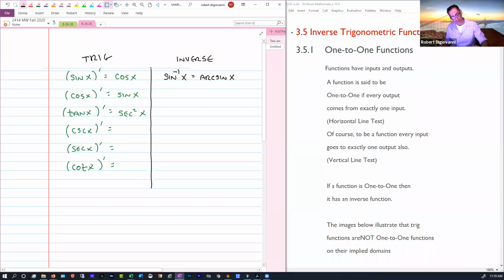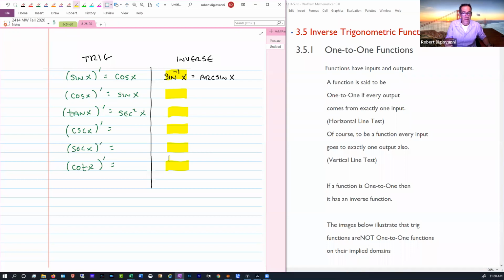Now, we also learned in pre-cal that when you talk about inverse functions, you have to be careful because you have to have domain restrictions in order to define an inverse function. I'm going to start talking about that a little bit, but I just want you to know our goal here is to understand that each of these inverse trig functions, and there are 6 of them, has a derivative.